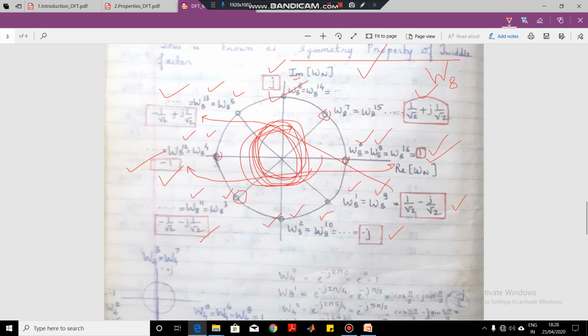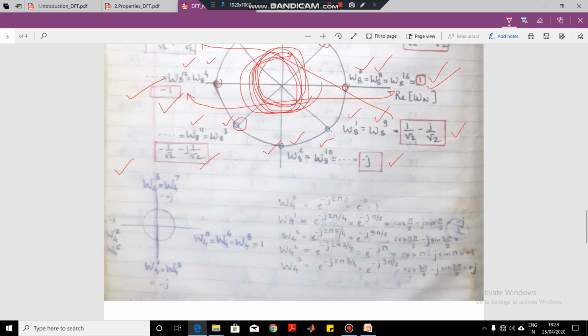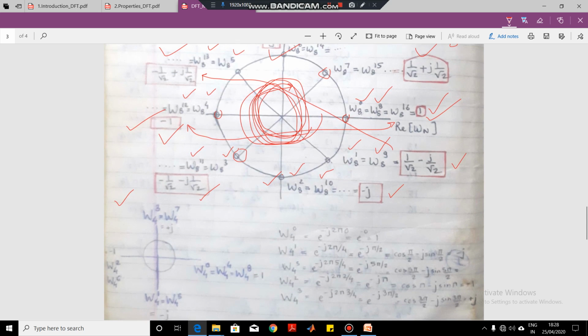A similar interpretation you can go for with the 4-point DFT. This was for 8-point, and you can compute it for 4-point. We will continue with this discussion in the next lecture.